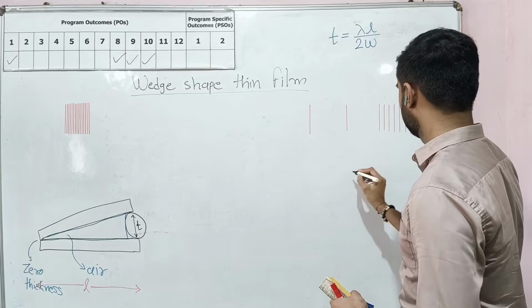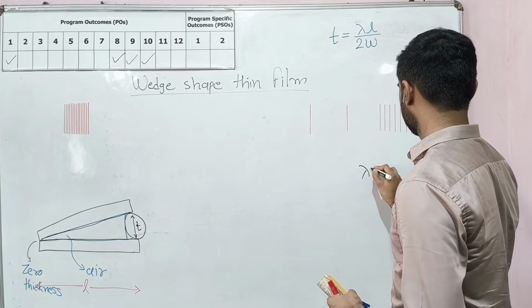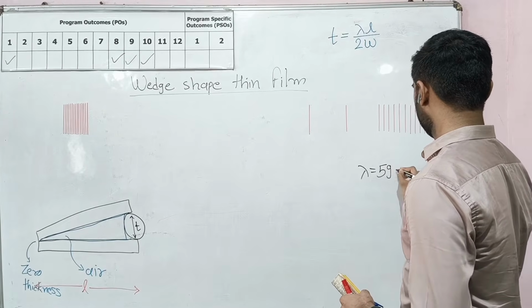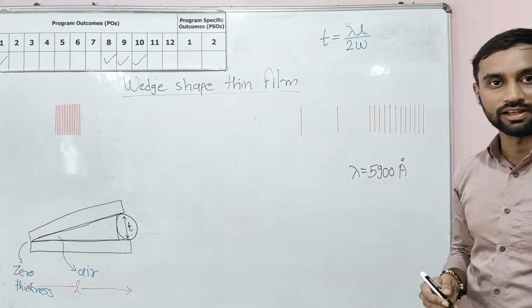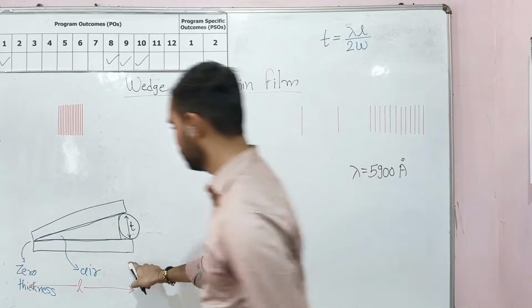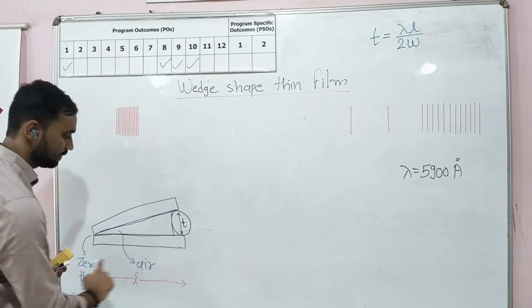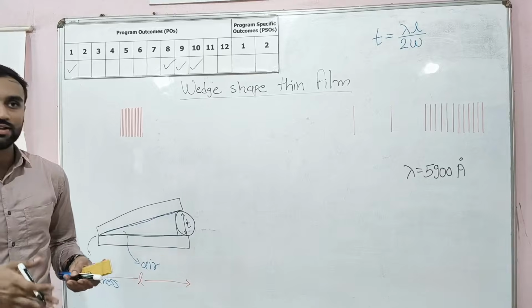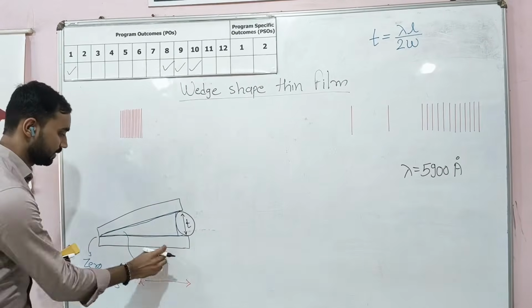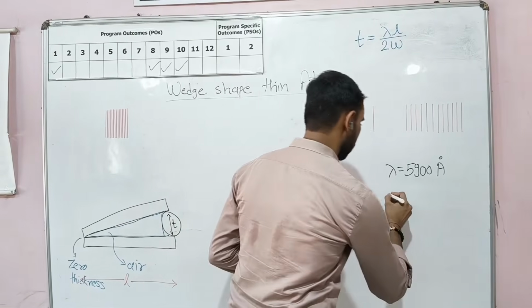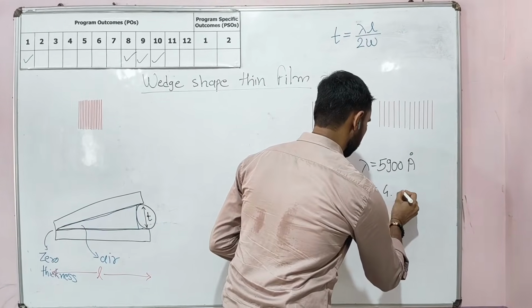So I am writing these values somewhere here. Lambda is equal to 5900 angstrom. L here, the small l, is the length of this glass plate. In case of our physics lab experimental setup, the length of this glass plate is 4.5 cm. L is equal to 4.5 cm.